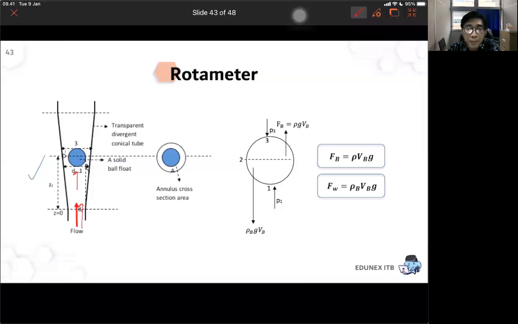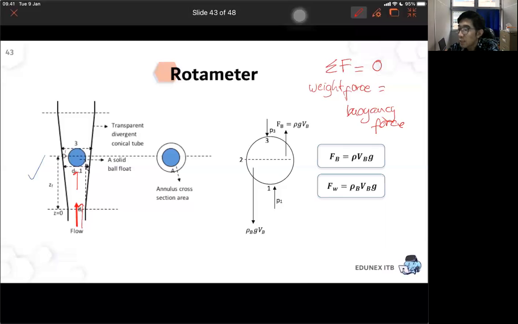In this position, you remember again, right? If the ball is in a steady condition, then the resultant of force will be 0. So the resultant of the force comes from the weight force, right? The weight force should be the same as the buoyancy force. So basically this is the application of the buoyancy force.